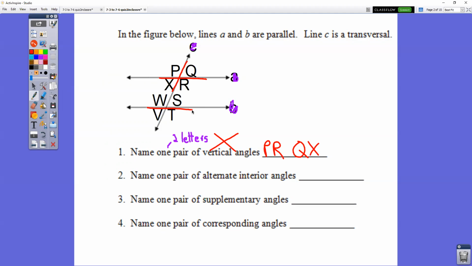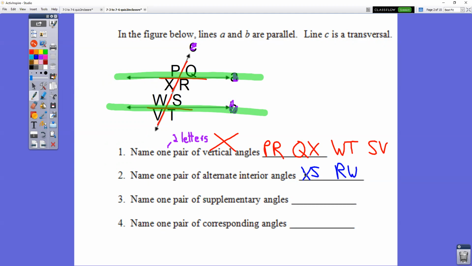You also have vertical angles in the bottom half set with S, W, V, and T. So W and T are vertical angles, or TW, and S and V, or VS. So there's 4 different pairs of vertical angles in this picture. Alternate interior angles, we're looking for angles that are inside the parallel lines and are in opposite corners. So that would be X and S and R and W. Remember that you can have the reverse of those letters as well.